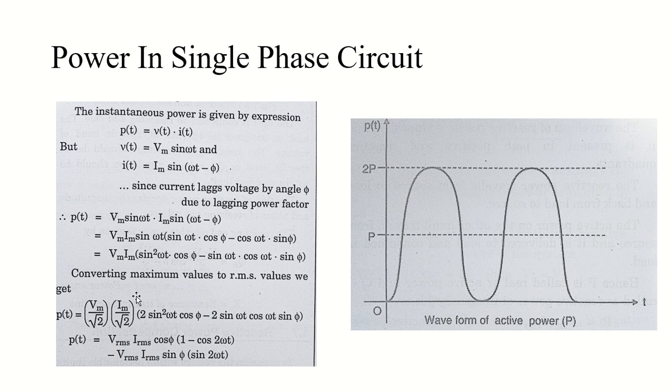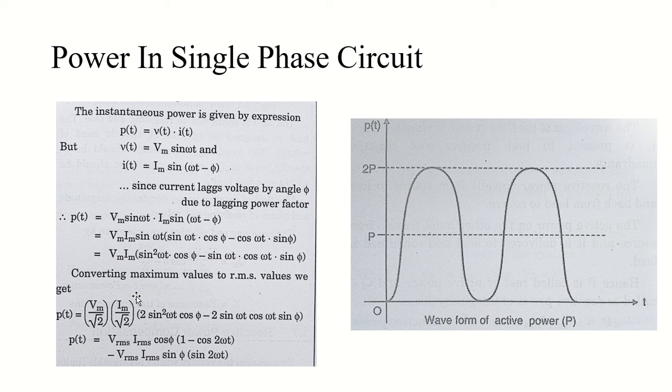Now we can convert this maximum value into RMS value, root mean square values, which you might have studied in the third or fourth semester. When we convert this maximum value into root mean square value, what will we get? VRMS will be equal to Vm divided by root 2, and the same for Im. So Vm by root 2 into Im by root 2, multiplied by the same equation.